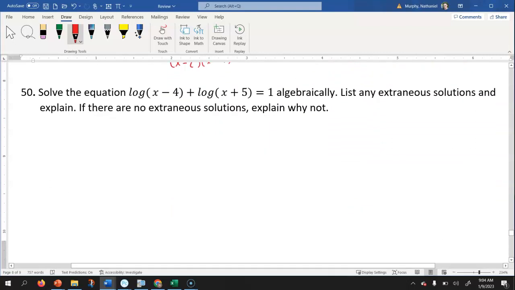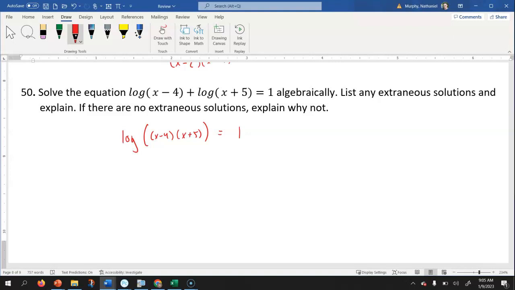All right, let's look at number 50. So this one, we also have multiple logarithms. So we're going to approach this one very similar to what we did on the previous one, where we're going to write this as a single logarithm on the left side. So we would have the log of x minus 4 times x plus 5 equals 1. Now the problem is there's no log on the right side. And we can't just introduce a log on the right side without also introducing another log on the left. And we don't want to have multiple logarithms on the left side.